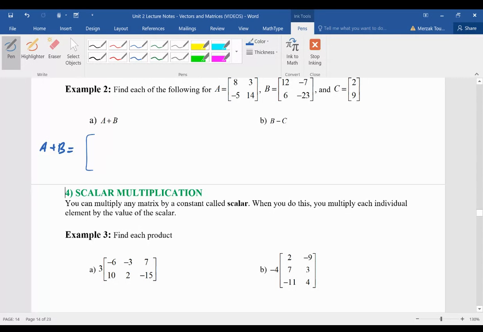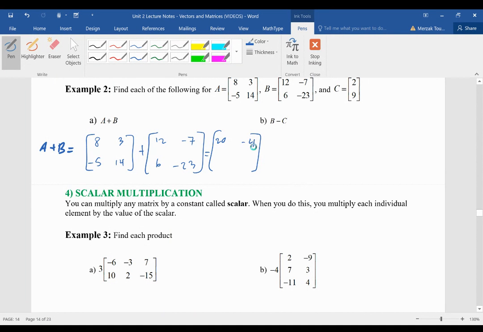I'm going to rewrite the matrices. We could skip this if we want, but I'm going to rewrite it. So 8, 3, -5, 14. And the matrix B is 12, -7, 6, -23. You add them. 8 plus 12 is 20, 3 plus -7 is -4, -5 plus 6, that's a 1, 14 plus -23. That would be negative, how much is that? 9. Yeah, -9. Okay.